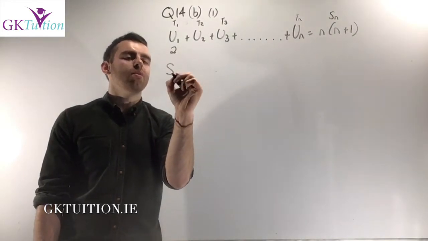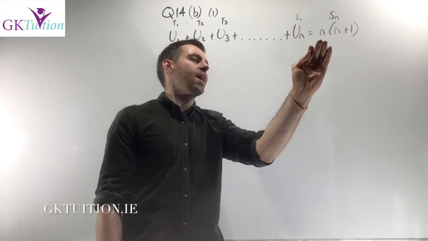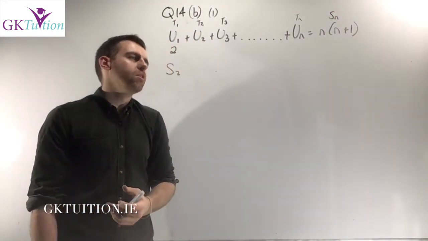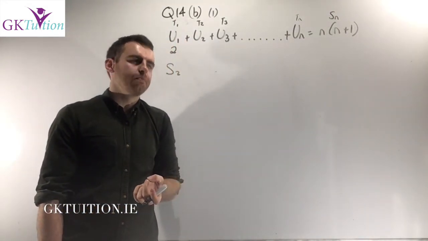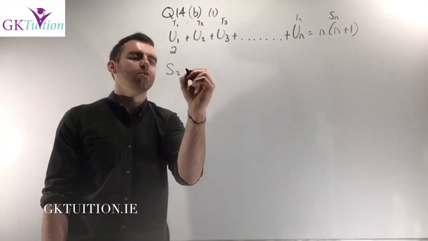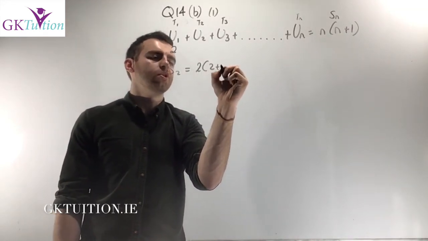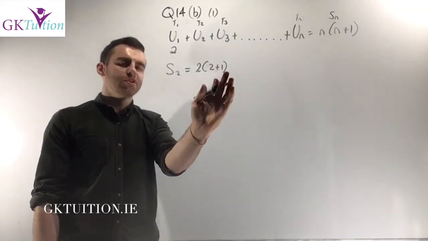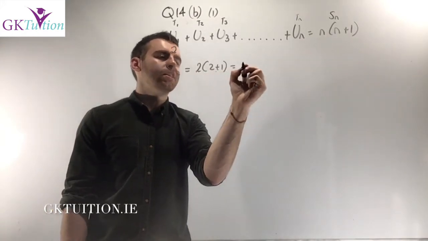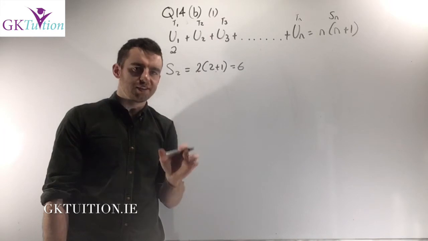Now I want to continue on and see if I can work out what U2 is. I'm going to see what I would get if I subbed in 2. I want to know what the sum of the first 2 terms is. If I sub 2 into this, it'll tell me what the first 2 terms add up to. So in this case, S2 would be 2 times 2 plus 1. 2 plus 1 is 3, multiplied by 2 gives me 6. That tells me that the first 2 terms add up to 6.